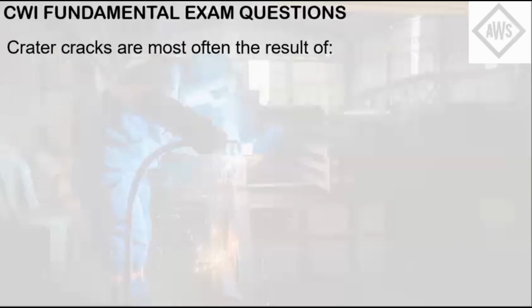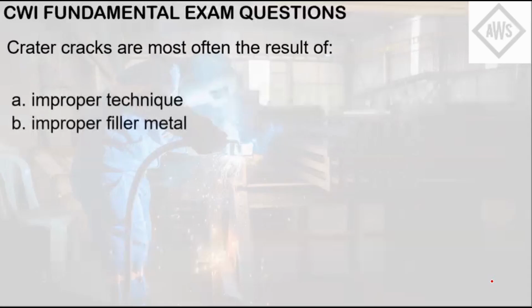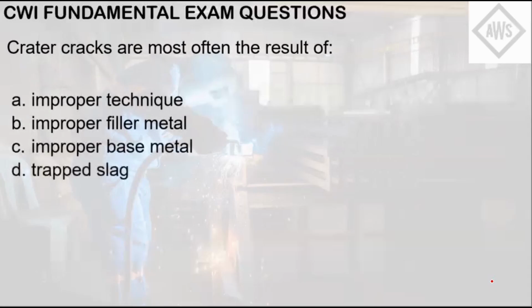Crater cracks are most often the result of letter A, improper technique, letter B, improper filler metal, letter C, improper base metal, letter D, trapped slag, letter E, trapped hydrogen. So this discontinuity is often the result of improper technique because of improper termination leading to insufficient weld metal volume and rapid cooling, causing the shrinkage in the crater area.